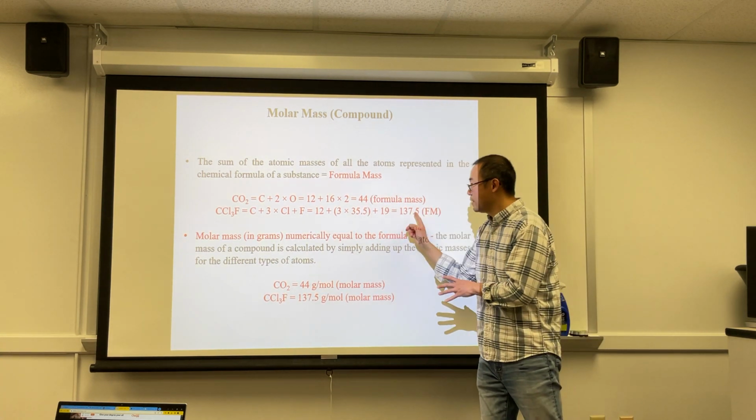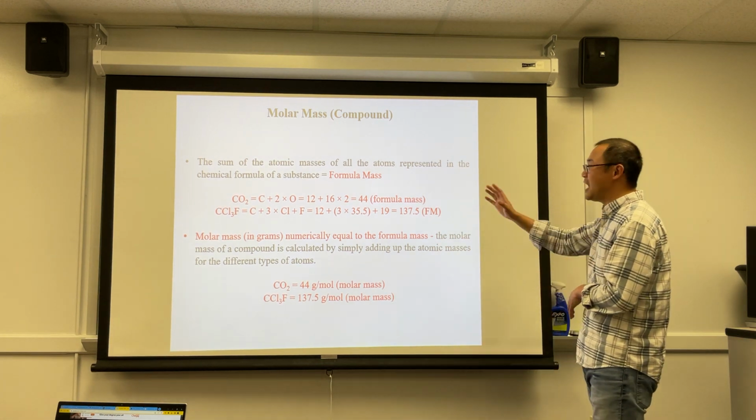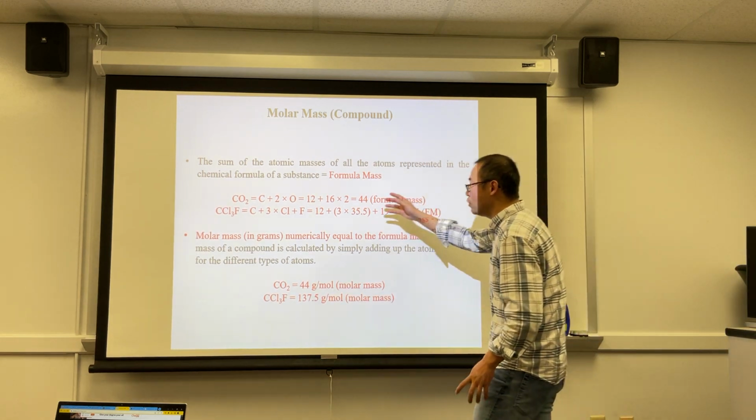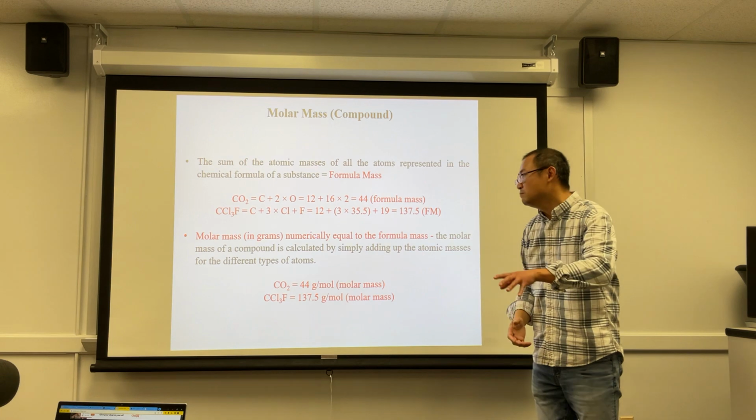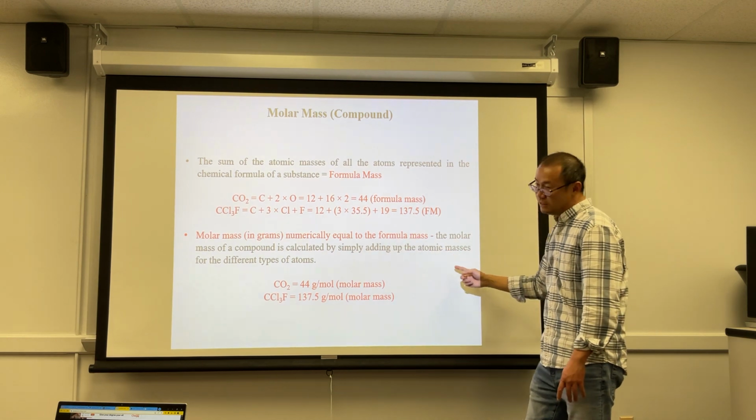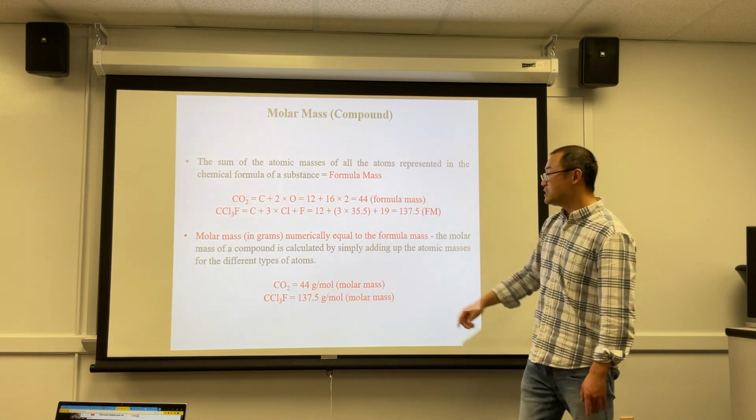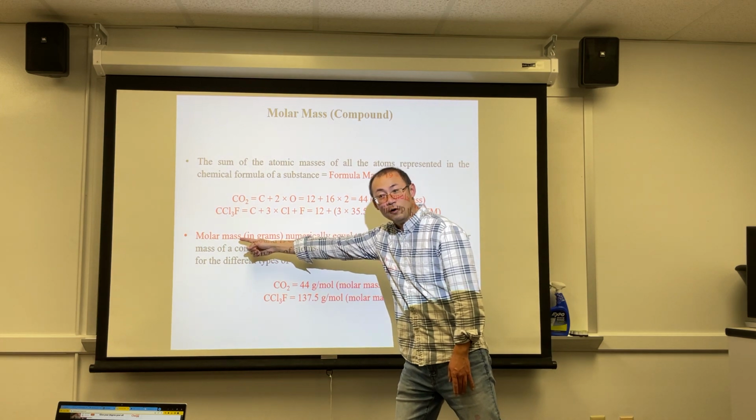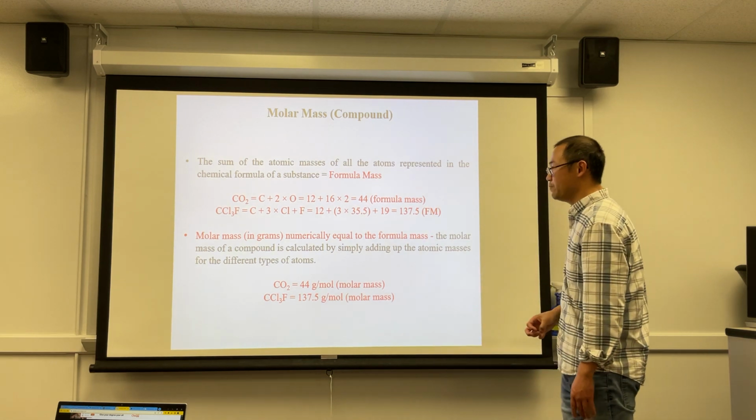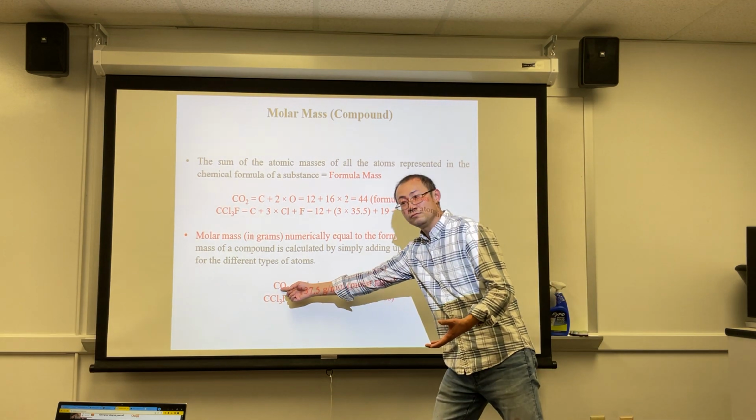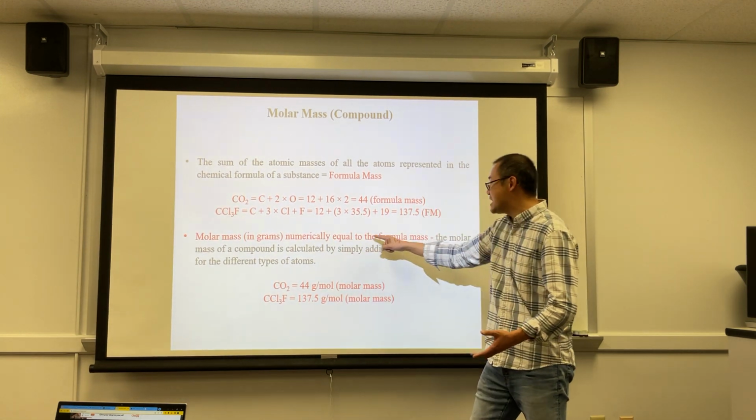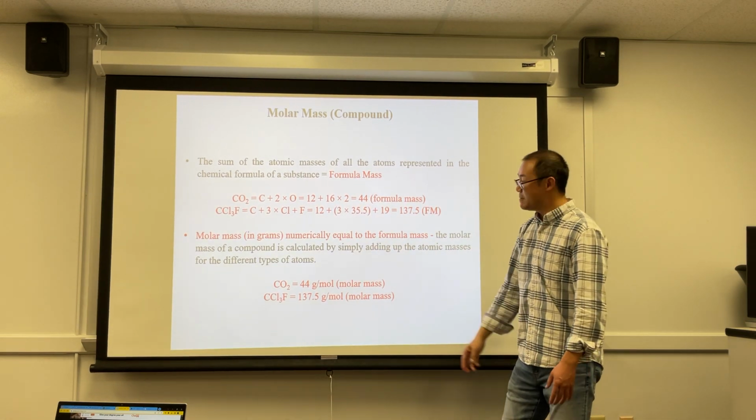After we know the formula mass, we can apply the same idea we just did on atoms. The molar mass of a compound is numerically equal to the formula mass. What is molar mass? Molar mass is mass per mole. For CO2, one mole will be 44 grams. Why? Because it is numerically equal to the formula mass. That means the numbers are the same.